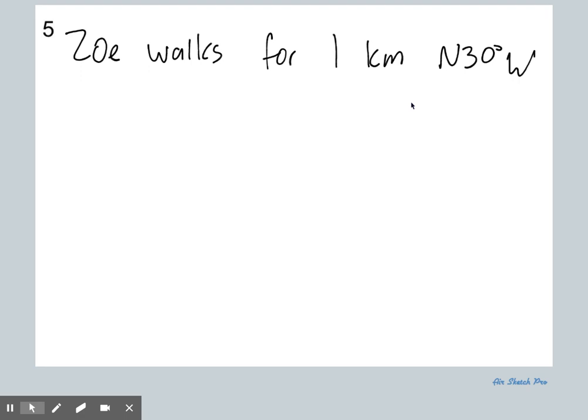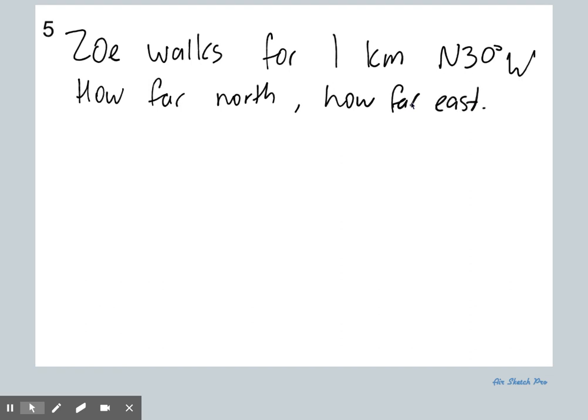West. Thanks. 1 kilometre north, 30 degrees west. How far north? How far east? Draw the triangle first. So draw the diagram first, extract the triangle, solve it really quickly.